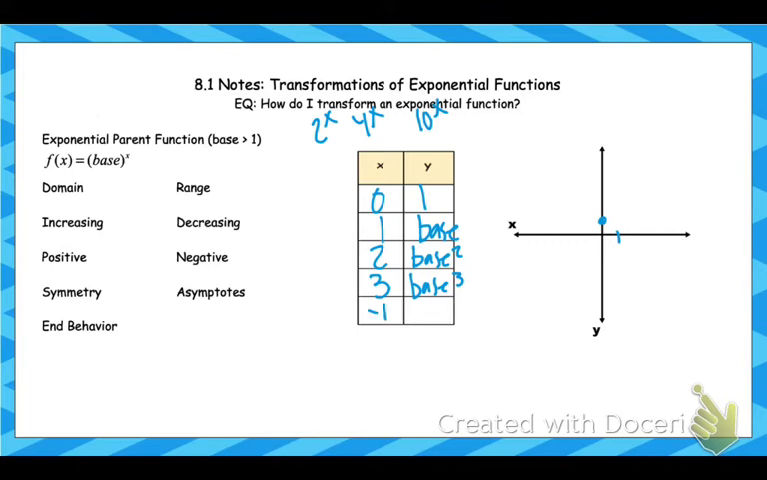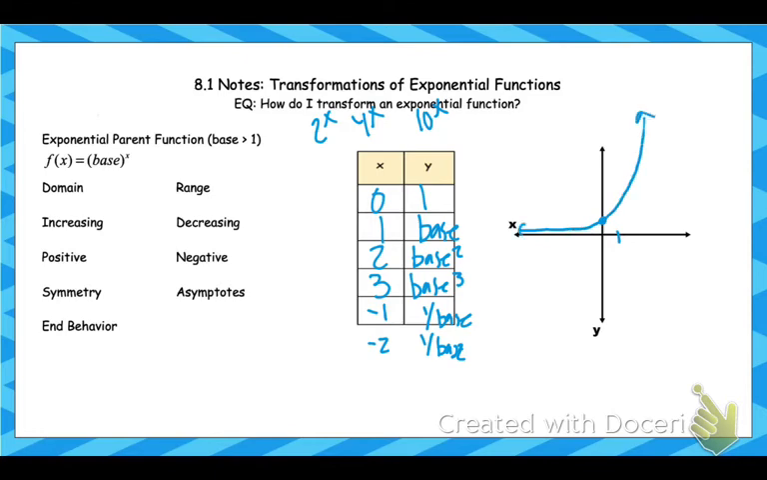If I were to plug in a negative, remember what negative exponents do. 2 to the negative first would be 1/2. 4 to the negative first would be 1/4. 10 to the negative first would be 1 over 10. So it's going to be the reciprocal of that value, so it would be 1 over the base. If I did negative 2, it would be 1 over the base squared, so an even smaller number. So it's going to give my graph this sort of shape.